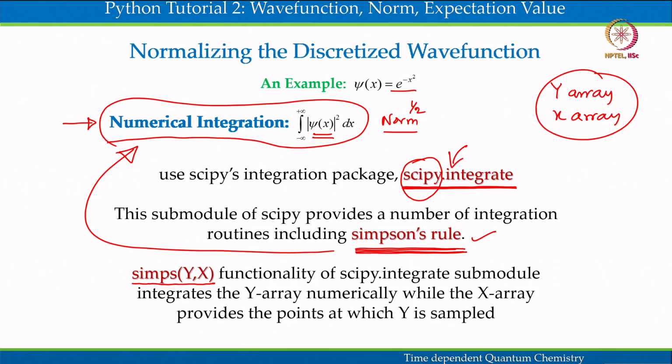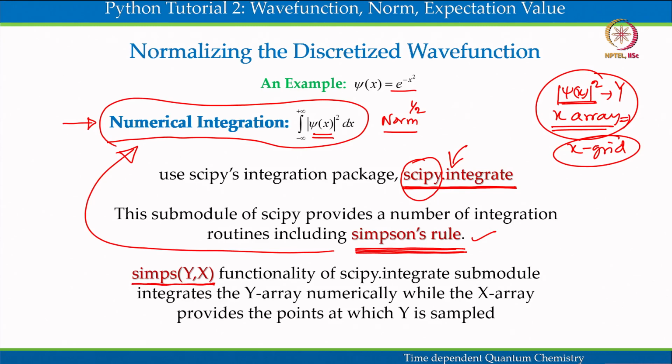Instead of y, we have now this psi(x), the absolute square of it. This is going to be my y array, and the x array is already the x grid we have prepared. So we already have both arrays in hand, and we have to use them under this construct simps(y, x).